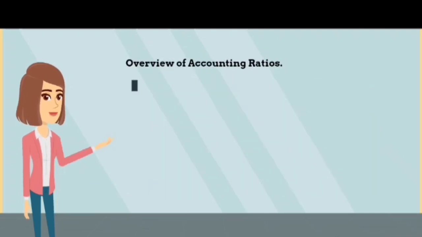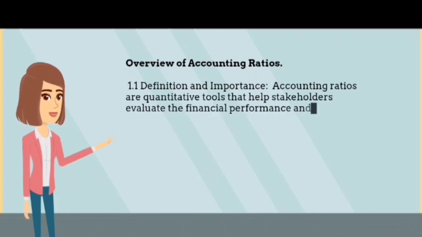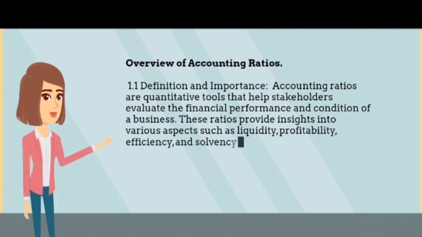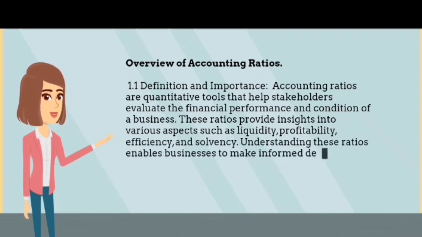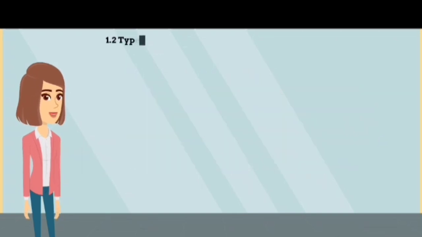Overview of accounting ratios. 1.1 Definition and importance. Accounting ratios are quantitative tools that help stakeholders evaluate the financial performance and condition of a business. These ratios provide insights into various aspects such as liquidity, profitability, efficiency, and solvency. Understanding these ratios enables businesses to make informed decisions, ensuring sustainable growth and stability.